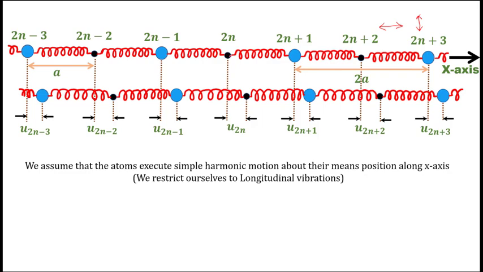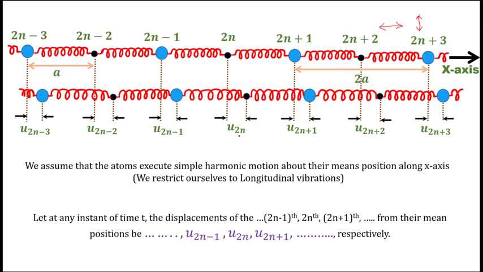So this is the equilibrium position of the 2nth atom. It has been displaced here. The amount of displacement of different atoms will be different. So this displacement is different, this displacement is different, and so on. This is because all the atoms are bound by elastic springs. Let the displacements of the respective atoms be represented by these parameters. That is, the displacement of the (2n minus 1)th atom is u_{2n-1}. Displacement of the 2nth atom is u_{2n}. Displacement of the (2n plus 1)th atom is u_{2n+1}, and so on.